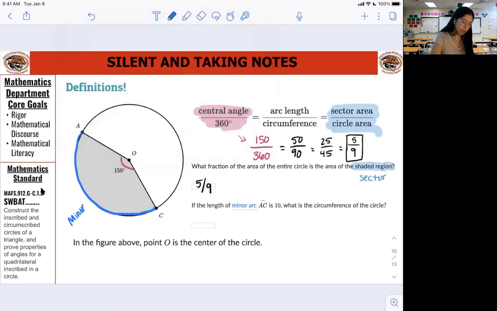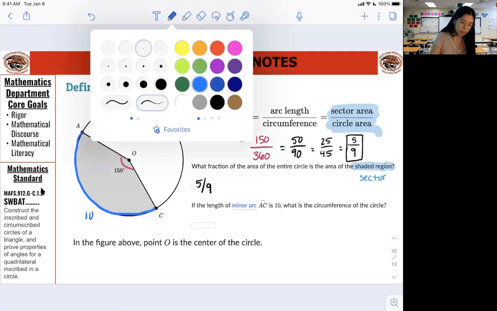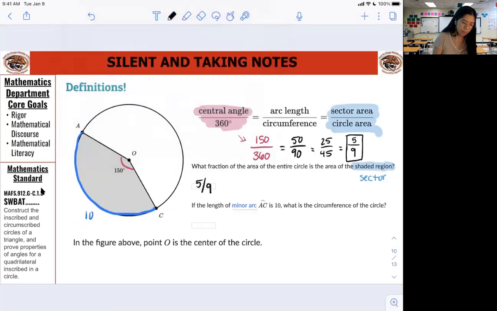If the length of the minor arc, now here's a distinction, because technically here's my arc. We call this the minor arc because what would the other one be? Major arc, because you could go either way. So they told us it's the minor arc just to make sure that we are looking at the right part. The minor arc is 10, and they want us to know what is the circumference of the circle. So let's set it up.